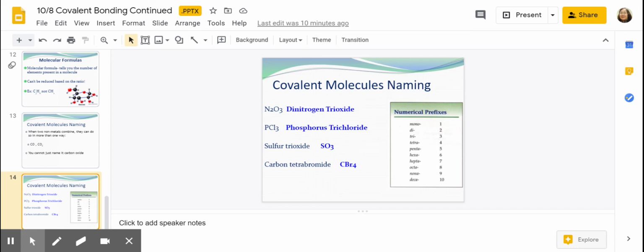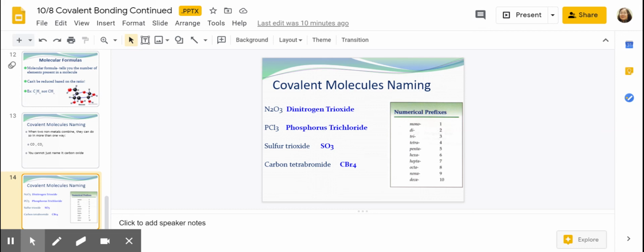So, for example, this one is N2O3. It contains 2 nitrogen and 3 oxygen. We just call it dinitrogen trioxide. Again, the same rule as ionic compounds: the first one, keep the name the same as the element. The second element, we change the last part to IDE. The difference from ionic compounds is that this time we have to tell people how many of the atoms are in there. So we need to use the prefix.